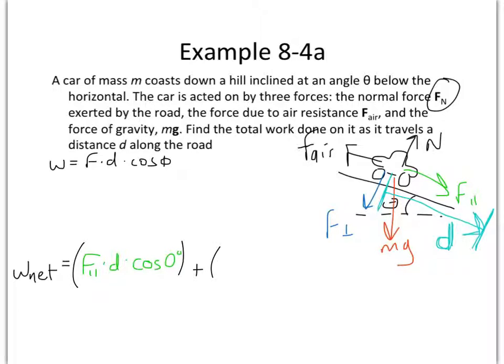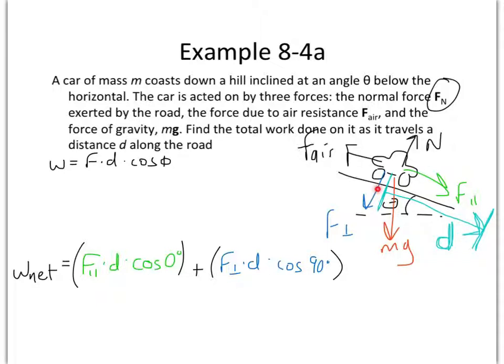So we're going to have some other work that's being done. What is that? I'll write this one in blue because I'm going to do the work done by the force perpendicular. Force perpendicular times d times the cosine of the angle between the force perpendicular and the distance d. Well, that's 90 degrees. And that describes the work done by force perpendicular. By the way, what is the cosine of 90? It's 0. So this force, which is at right angles to the direction of motion, is doing no work. But that's okay. We'll just continue to write it out.